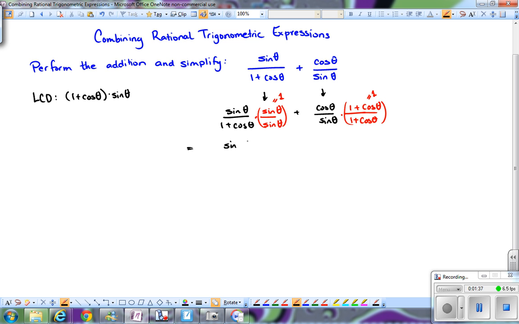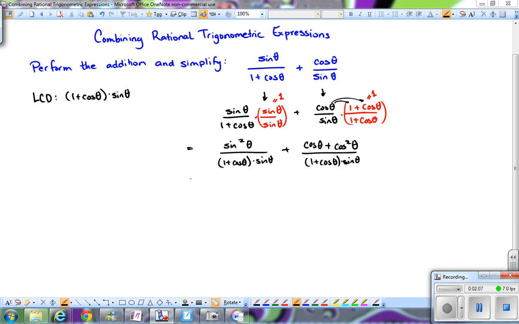Let's go ahead and simplify this. This is sine squared theta over 1 plus cosine of theta times sine of theta. Multiply, I'm going to go ahead and distribute: cosine of theta plus cosine squared of theta over the same denominator. Rearranging it so that it looks like this one, commutative property of multiplication. Now that they have the same denominator, go ahead and combine them.